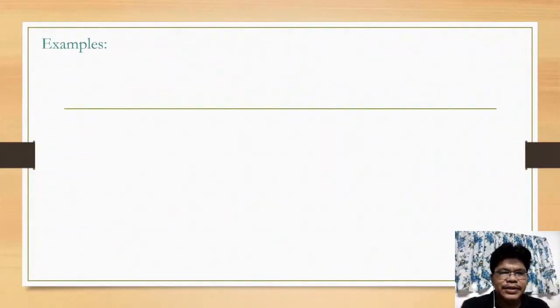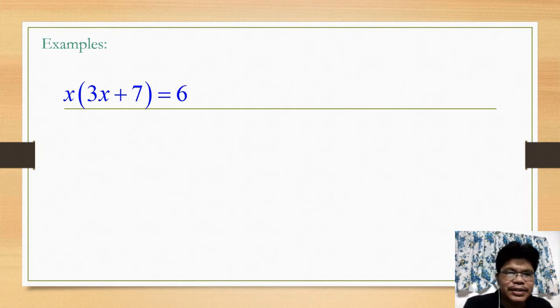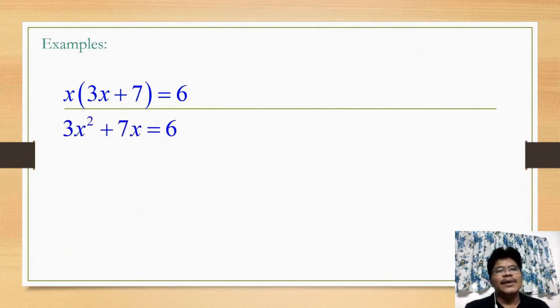Okay, another example. x times the quantity of 3x plus 7 equals 6. The same as in the last example, you need to simplify the left member of the equation, which is x times 3x plus 7. Now, what is x times 3x? The answer, of course, is 3x squared. How about x times 7? The answer is 7x. So, the resulting equation is 3x squared plus 7x equals 6.